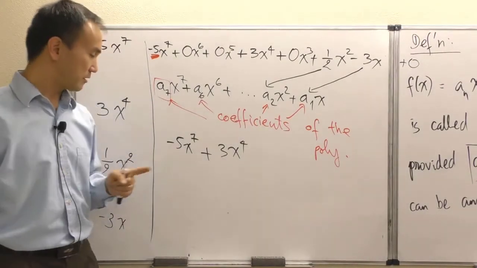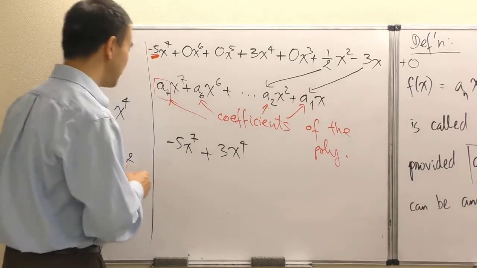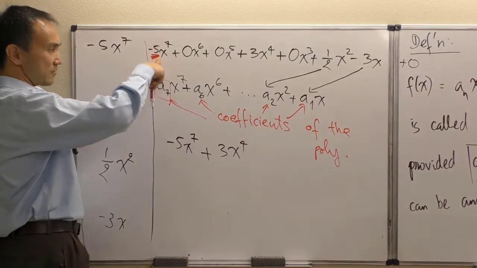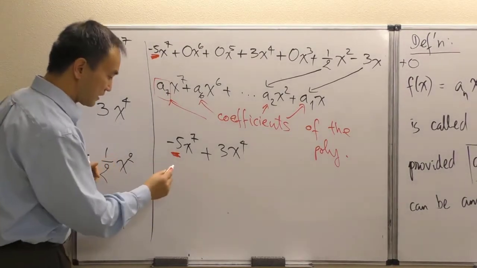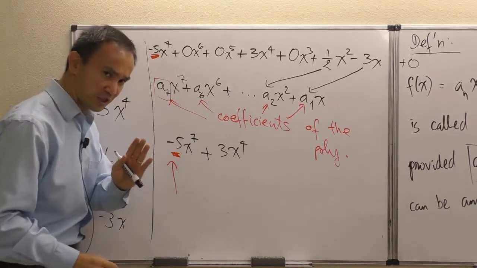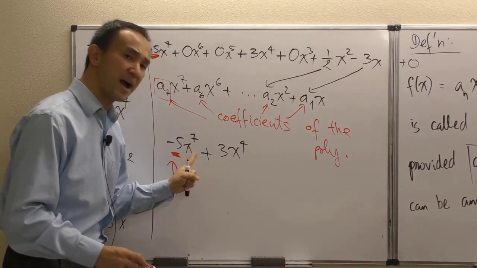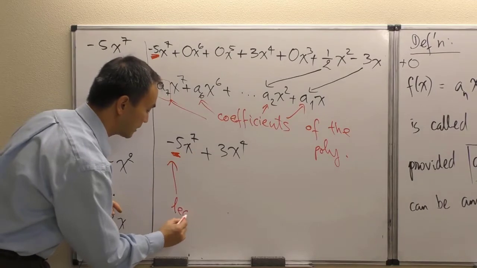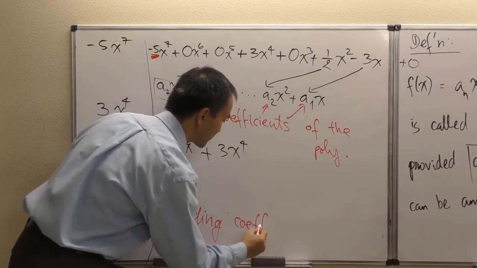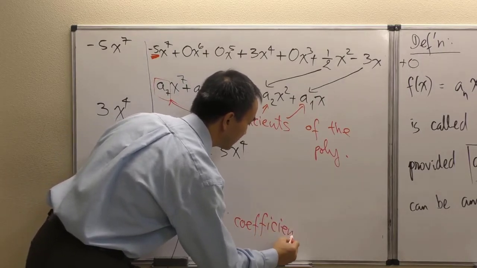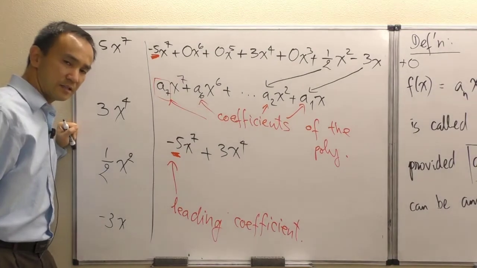Okay, of the polynomial. So these are coefficients. But now even more specific. See, that one here I underlined with red ink. This specific coefficient that stays with the degree, that stays with the highest power, we refer to as the leading coefficient. Okay, just that number. All right, the leading coefficient.